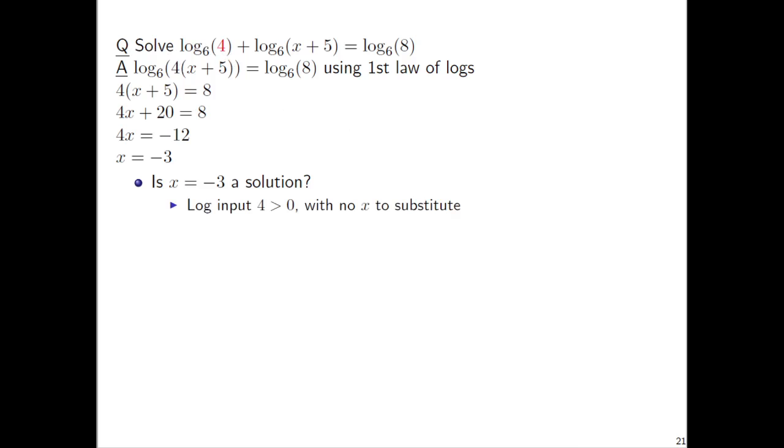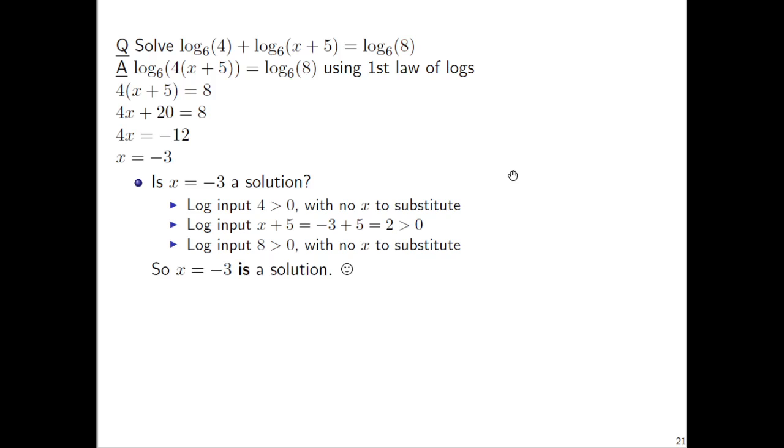So for the first log, the input is just a 4. That's positive. Okay, that's fine. There's no x to substitute there. The next log input is x plus 5. If you plug in negative 3 for x, you have negative 3 plus 5, which is 2, which is positive. Okay, that's good. The next log's input is 8. I've highlighted it there in red. That's positive. There's no x to substitute. Great. So x equals negative 3 is a solution.